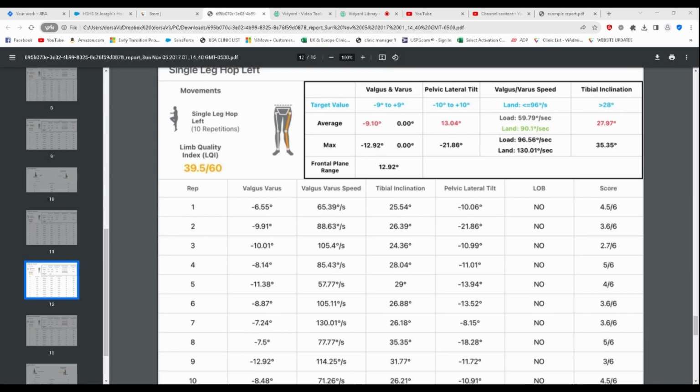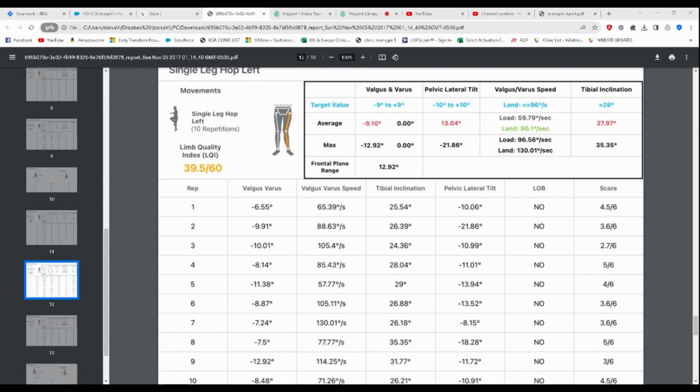Single leg hop left. The metrics being measured are valgus, varus, pelvic lateral tilt, valgus varus speed, and tibial inclination on the landing of the jump. These metrics are being pulled from the second bell curve of your data tracings. The limb quality index is in the yellow with a 39.5 out of 60.